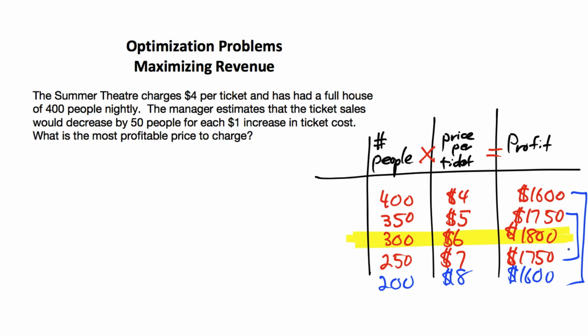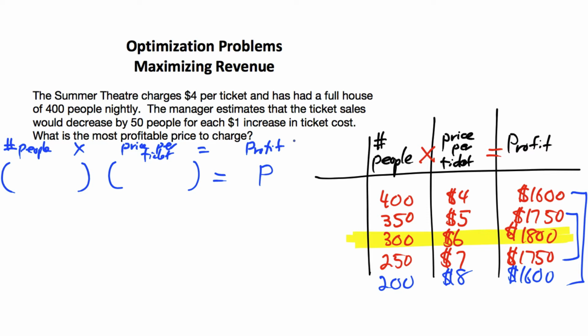Let's explore this a little bit further by trying to find the function for this table, for this scenario. We're trying to make an equation for profit because that's what we're trying to maximize. And we're using this concept of number of people times price per ticket equaling profit, trying to look at this maximum profit situation from an algebraic point of view.